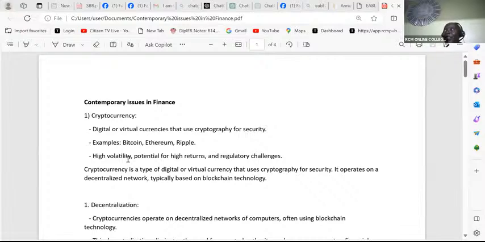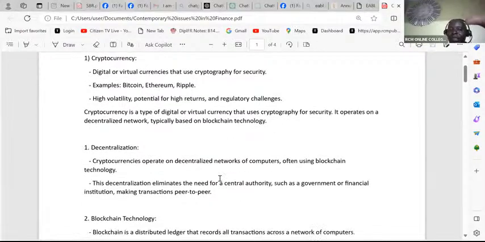You can be told today they are worth $1 million. Tomorrow they are worth 0. Tomorrow they disappear. Potential for high returns. Yes, there are people that have been converted to millionaires because of this crypto. And regulatory challenges because you can't regulate them. Cryptocurrency is a type of digital or virtual currency that uses cryptography for security. It operates on a decentralized network, typically based on the blockchain technology.